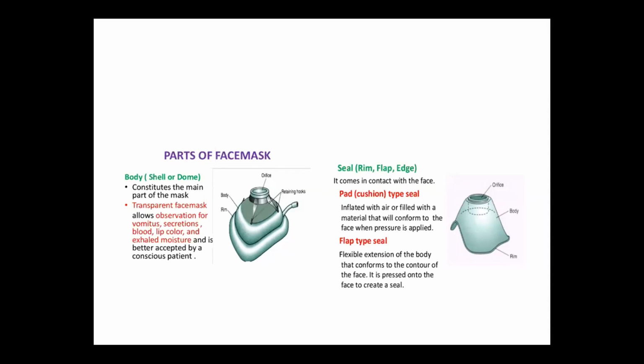The second part is the seal. The seal is basically the rim, the flap or edge which comes in contact with the face. It is basically responsible for making that seal. It could be of two types: the pad or cushion type, or the flap type. The cushion type is inflated with air or filled with a material that will conform to the face when pressure is applied. The second is the flap type, where the body is very flexible, and that flexible extension conforms to the contour of the face and is pressed into the face to create a seal.